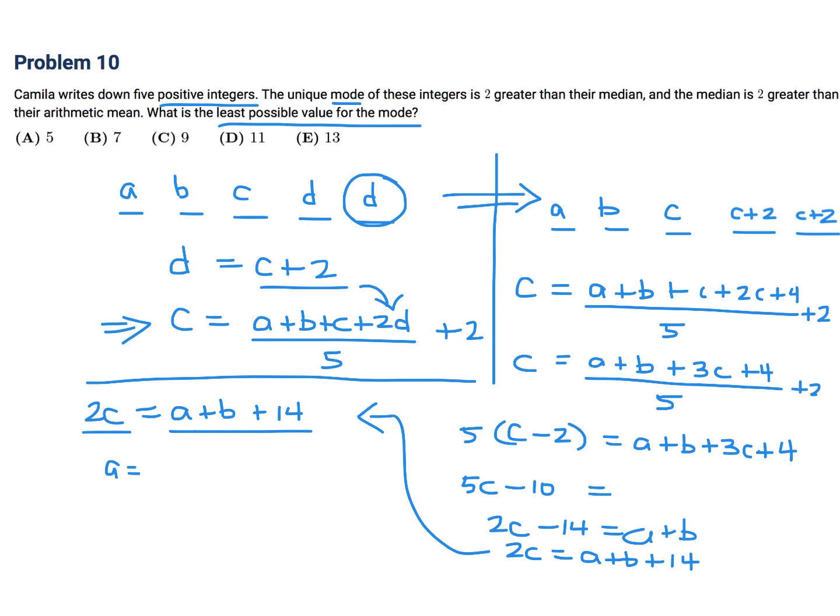Let's try 1 and 1. Oh, but they can't be the same because A and B are different. Okay, how about 1 and 2? That would give me 17. 17 is not even. How about 1 and 3? 1 and 3 would give me 18, and that is even. Okay, that works. So that means 2C would be 18, and C would be equal to 9. And therefore D, according to this, would be 11. And I think that is the least possible value for the mode.